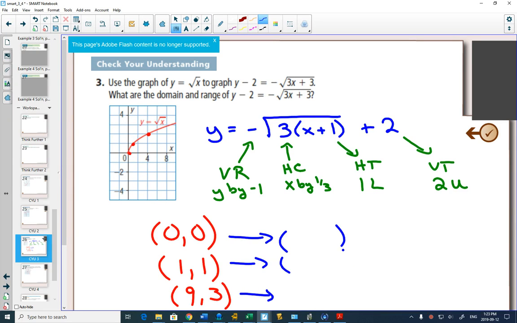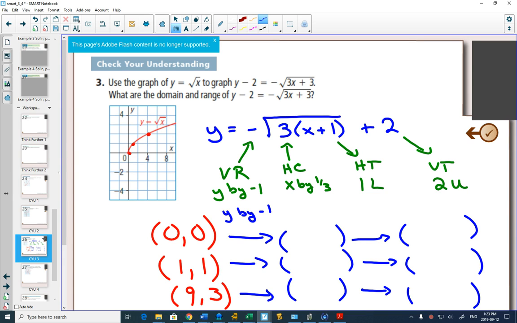Stretches and compressions will happen first, and then translations afterwards. So when I go to write things above my first set of arrows: stretches, reflections, compressions, basically every time you're multiplying goes in this first set of transformations. So I'll write y by -1, x by 1/3, and then translations after. So here I'm going to write 1 to the left and 2 up.